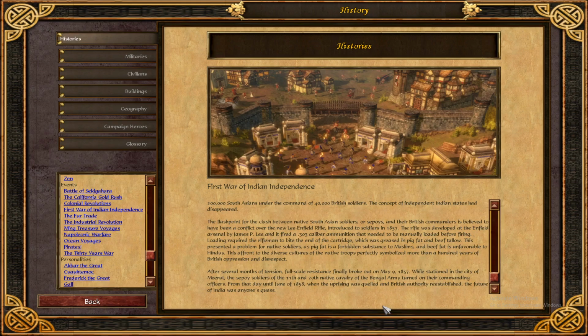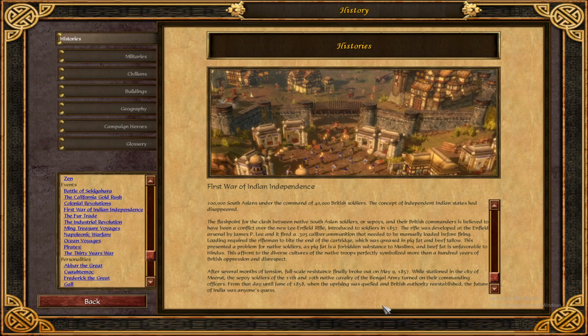The flashpoint for the clash between native South Asian soldiers, the Sepoys, and their British commanders is believed to have been a conflict over the new Lee-Enfield rifle, introduced to soldiers in 1857. The rifle was developed at the Enfield Arsenal by James P. Lee, and it fired .303 caliber ammunition that needed to be manually loaded before firing.